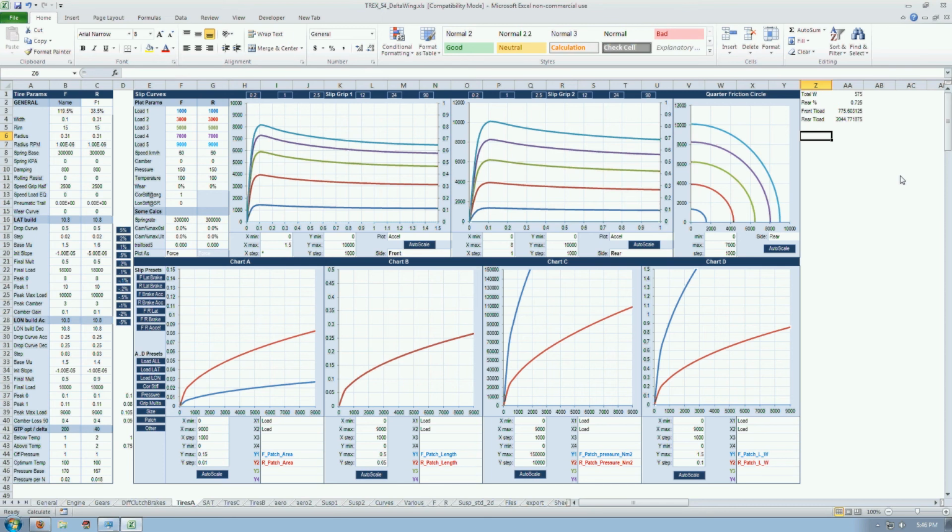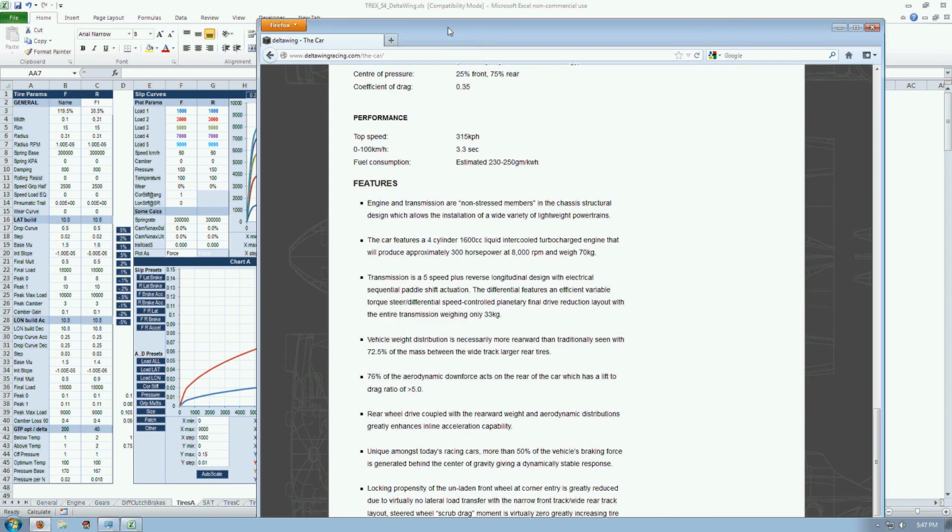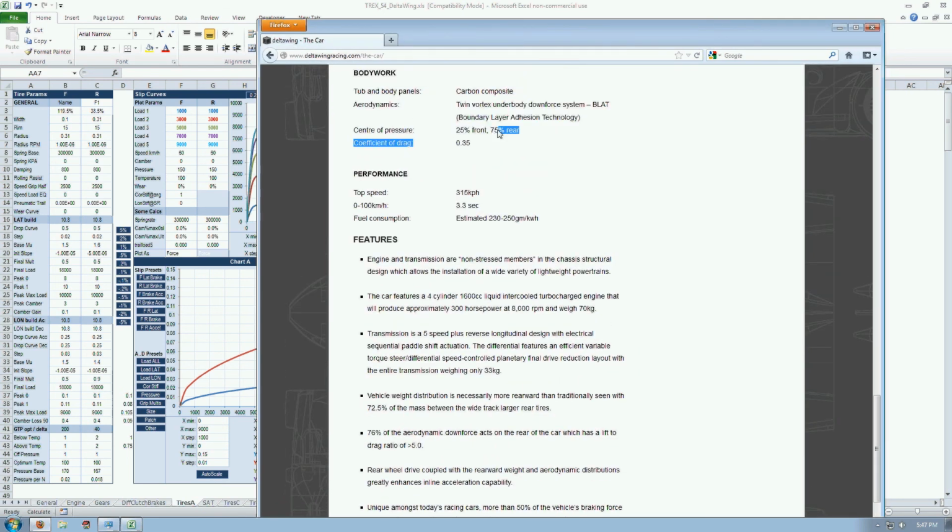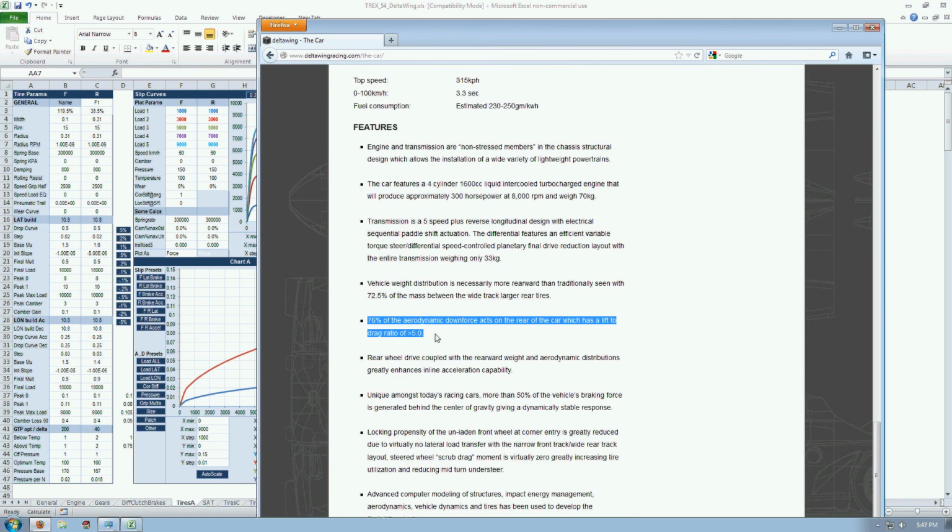Downforce rear 75%. It does 315 Ks. How much drag is that? It says we have a coefficient of drag of 0.35, which is fine, but we don't really know the frontal area or anything. It's not here. And I think it says a lift drag ratio. Oh right, this is another one of those things that they say the center of pressure is 75% rear, and here below, there it is. So here we have 75% rear, and then here they say 76% rear, with a lift drag ratio larger than 5. Okay, so 76%.